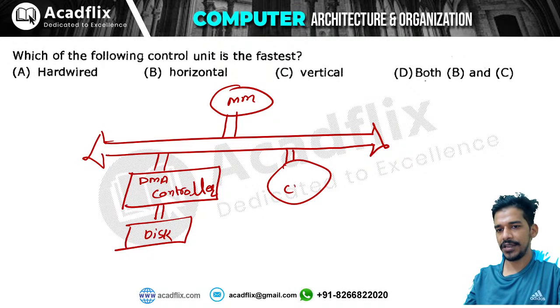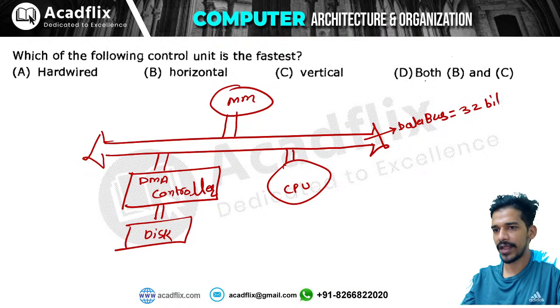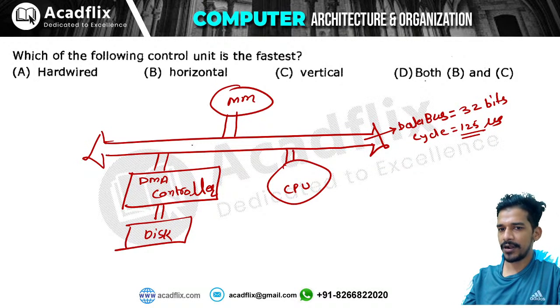In the question it is given that the data bus of the system bus has a width of 32 bits. That means you can carry 4 bytes into the data bus in one cycle. The cycle time we have found is 125 microseconds. That means in 125 microseconds you can transfer 4 bytes from the DMA controller to main memory. So there will be 2 times. First, time will be taken to transfer the data from disk to the DMA controller.